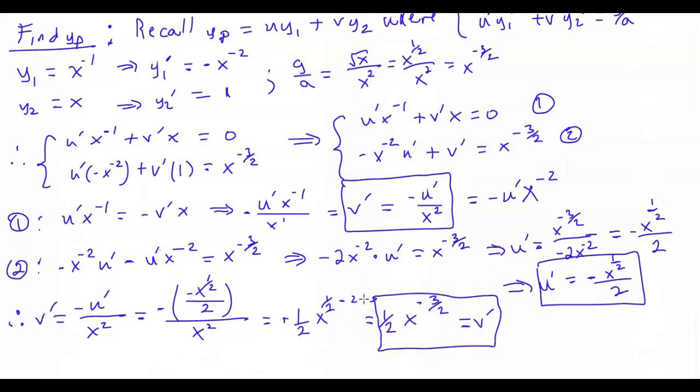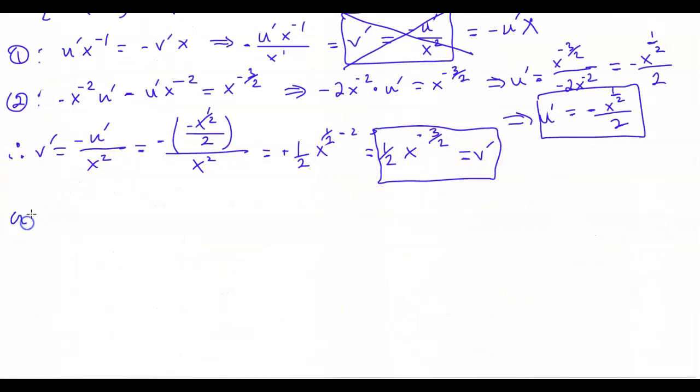And so now that we know, I'll go ahead and cross this out so that we don't reference this again. So now that we know what U prime and V prime are, we can actually take the antiderivatives of both of these to figure out what U and V are respectively. And then from that, we can pretty much figure out what our solutions are.